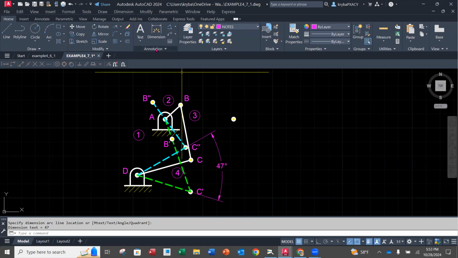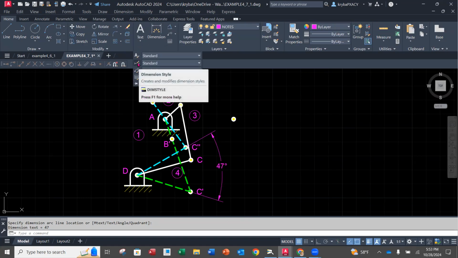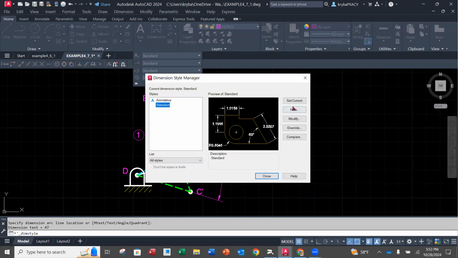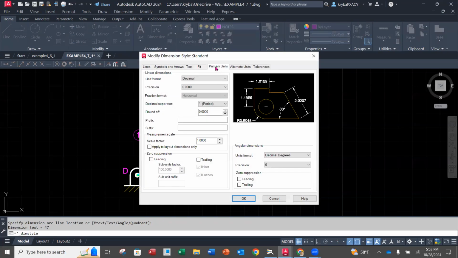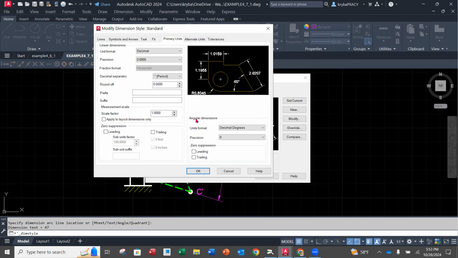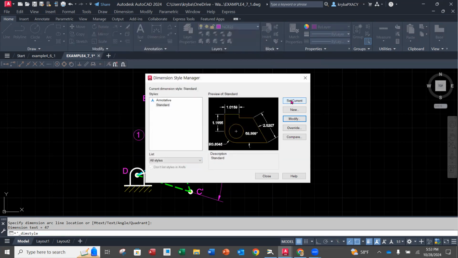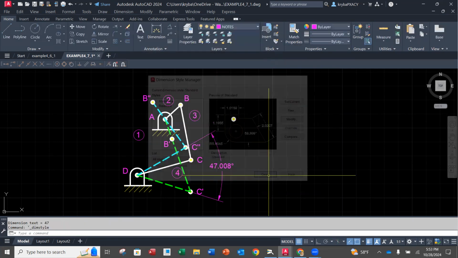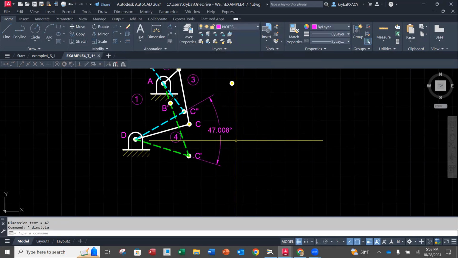So what you're going to do is go to annotate, and we're going to go to dimension style. And we're going to change and modify this dimension style. We're going to go to the primary units tab. Okay. And then down here on the right-hand side, these are your angular dimensions. We're going to change the precision to 3 decimal places for angles. And we're going to say okay, set current, and then close. And now your angle should be 47.008. If you did it to 2 decimal places, it'll be 0.01, but I want it to 3.